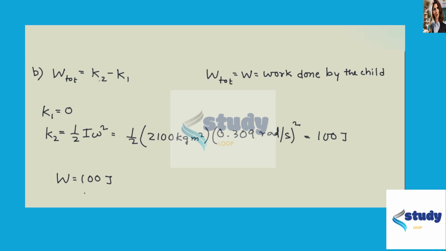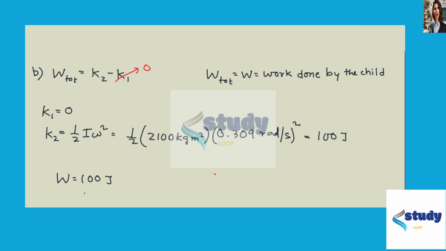The total work done is the final kinetic energy, which we call K2, minus the initial kinetic energy, K1. The difference between the initial and final kinetic energy is equal to the work done by the child, because there are no other forces than the force applied by the child. The initial kinetic energy is 0 because the merry-go-round was at rest, so there is no initial velocity.